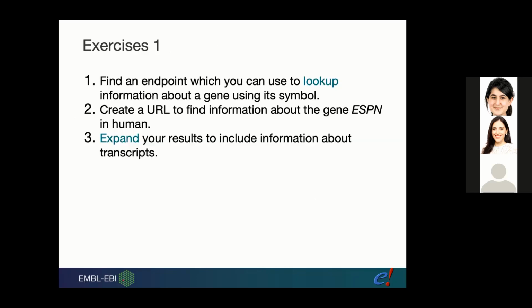Okay, so now it's time for exercises. The first exercise, you're asked to go to the documentation. You will need to find an endpoint which you can use to look up information about a gene using its symbol. You're then asked to build a URL to find information about a specific gene. And here we have the SPN gene in human.